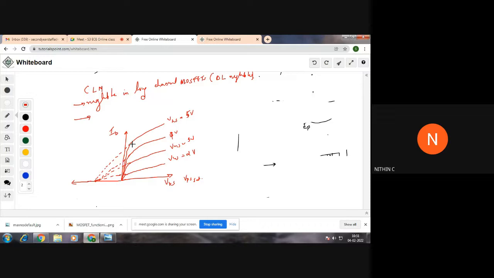In the graph we drew earlier, in the saturation region, the drain current was almost constant. But in the case where it is affected by channel length modulation, the current keeps on increasing even in the saturation region. So if you extrapolate that to the axis, you will get a point over here, which is the early voltage. This effect is called early effect or channel length modulation.